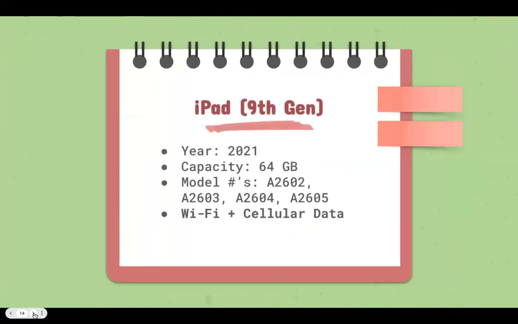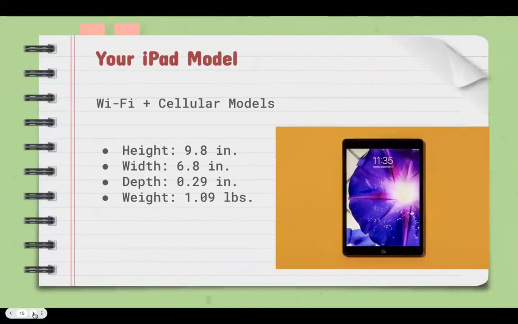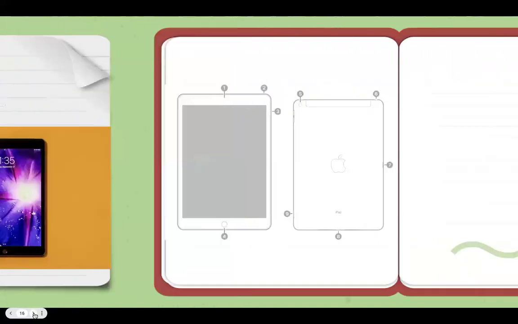Okay, so the iPad 9th gen, which is what most of y'all have, came out in 2021. It has 64 gigabyte storage. These are the model numbers covered in the 9th generation iPad. And the version that you all have has Wi-Fi and cellular data capability. The height is about 9.8 inches, 6.8 inches in width, 2,900 inches in depth, and a little over a pound in weight. And that's not with the case, of course.